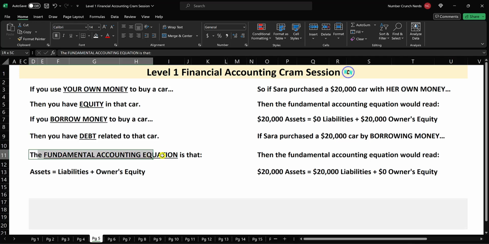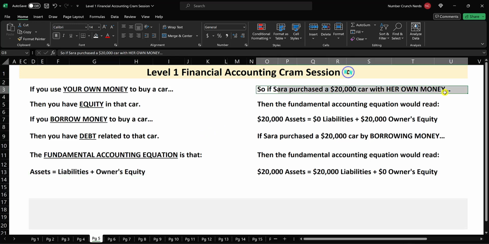The fundamental accounting equation is that assets equals liabilities plus owner's equity. So if Sarah purchased a $20,000 car with her own money, then the fundamental accounting equation would read $20,000 of assets, which is the car, equals 0 liabilities because she didn't borrow any money, plus $20,000 of owner's equity because she used her own money to buy the car.